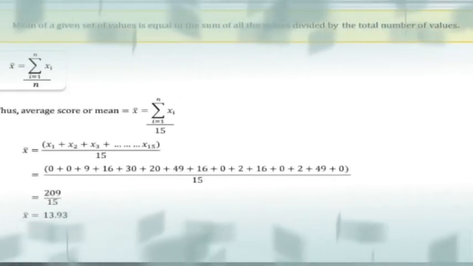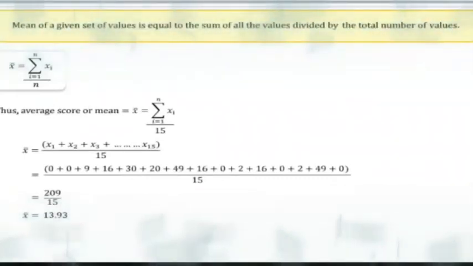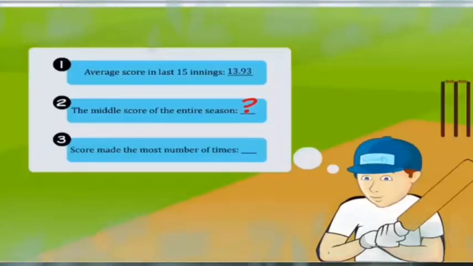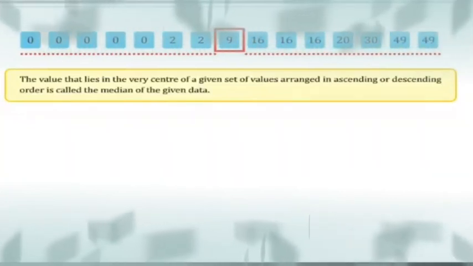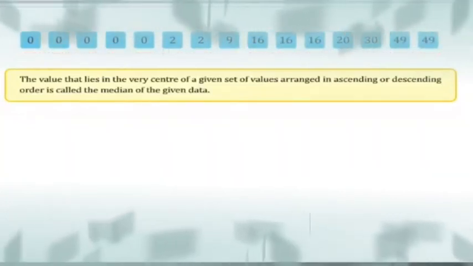In both methods that we have used so far to calculate the mean, to find the middle score, we arrange his scores over 15 innings into ascending order. Now, let us find the value that lies in the middle of these numbers. In this case, we see that this value is 9. The value that lies in the very center of a given set of values arranged in ascending or descending order is called the median of the given data.